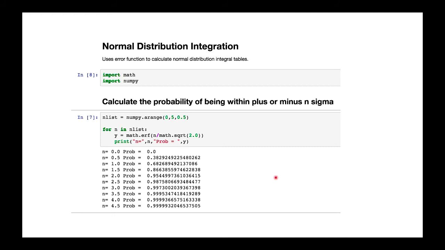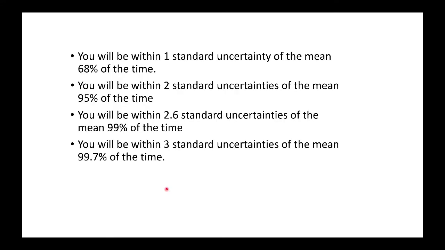And it's quite easy to work out a table of these things. Here I've done it in Python, and you can see that 1 standard deviation, 1 sigma away, you get 68%. By the time you're up to 2 standard deviations, you're at 95.4%, 3 standard deviations, you're at 99.7%, and so on. There are basically some numbers you should probably remember here. You're going to be within 1 standard uncertainty of the mean about 68% of the time, and about 95% of the time you're going to be within 2 standard uncertainties of the mean. If you want to be more certain, you can go up to 2.6 or 3 standard uncertainties, but normally these are the 2 numbers that are most important to remember.